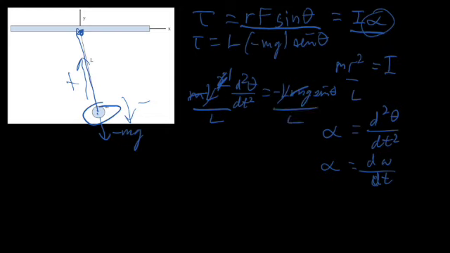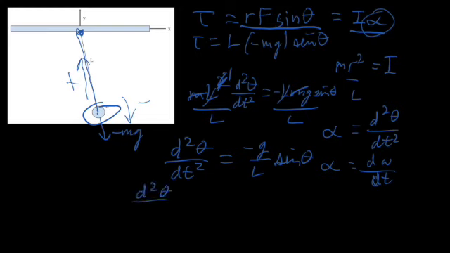What we end up with, if we simplify it, is the second derivative of the angle with respect to time equals negative G over L sine theta. We can rearrange this to make it simpler. So the second derivative of theta, getting it all onto one side, plus G over L sine theta equals 0.